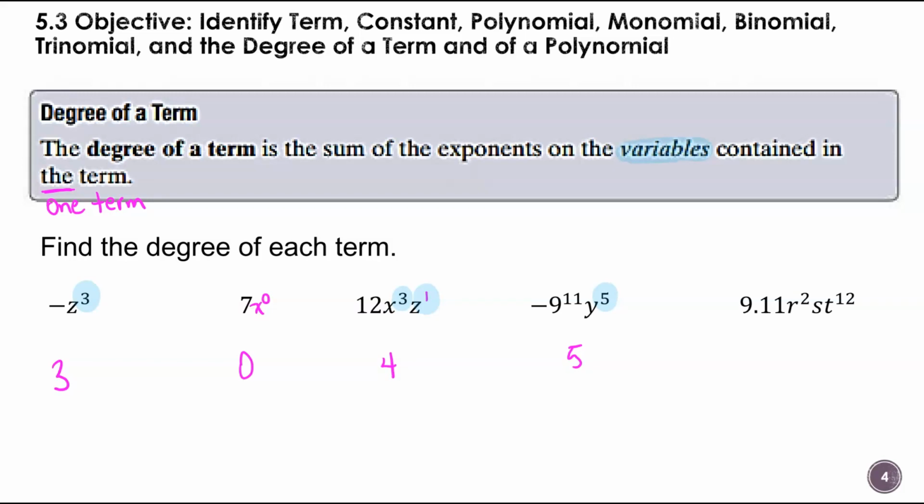And last, this is 9.11, so we don't really worry about that. We just look at the variables. Remember that the s actually has a degree of 1, just that has an exponent of 1. And so we're going to add the 2, the 1, and the 12. So 2 plus 1 is 3, 3 plus 12 is 15, so this one has a degree of 15. So each monomial has a degree based on the variables and the sum of the exponents if we have more than one variable in that term.